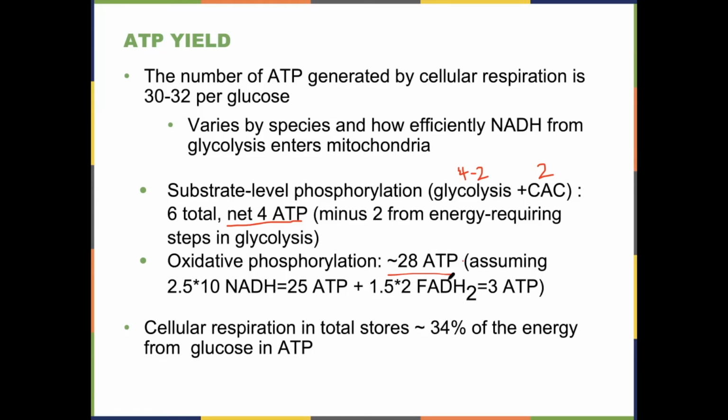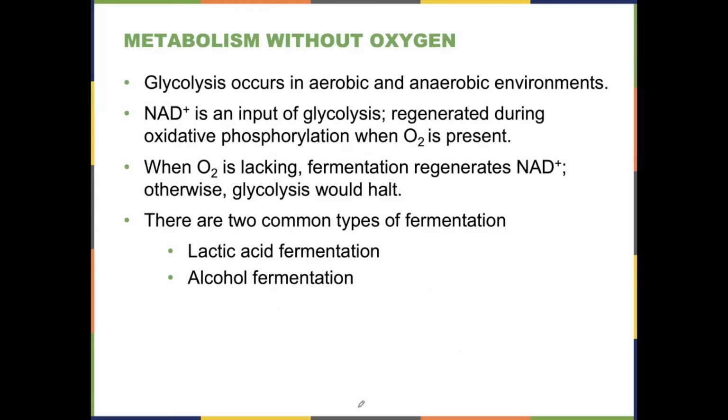Now, this might seem like a lot of ATP, but in actuality, it's only about 34% of the energy from glucose that actually makes it into the form of ATP. The rest of it is lost as heat. Glycolysis, if you recall, doesn't actually require oxygen. It can therefore occur in both aerobic, meaning with oxygen, and anaerobic environments, meaning without oxygen. Whereas the citric acid cycle and electron transport are both dependent on that oxygen being able to accept those electrons in the end of the electron transport chain.